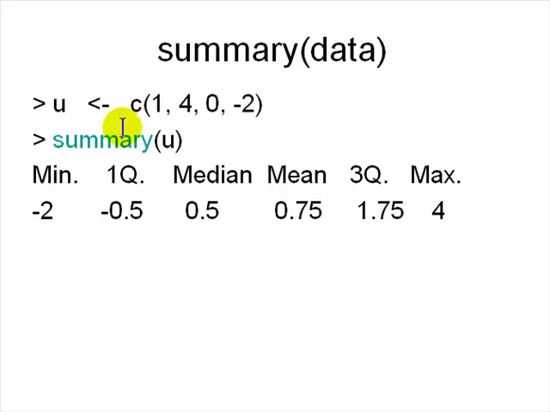The first function we look at is the summary function. Given an object u containing 4 elements, you say I want a summary of u. The summary of u prints the minimum, which is minus 2. The first quartile is minus 0.5. The median is 0.5. The mean is 0.75. The third quartile is 1.75, and the maximum is 4. So summary basically tells you the summary of whatever input you give it.